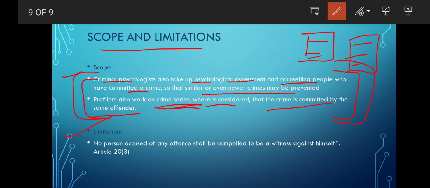Then there is a certain limitation: brain mapping, narco analysis, lie detection, all of this is considered as whatever statement they give during lie detection or narco analysis, they are witnesses against themselves. So in Article 20 of the Indian Constitution, Part 3, no person accused of any offense shall be compelled to be a witness against himself. So anyone can be prevented from giving any statement that will prove against himself, so they can say no to any of these tests.